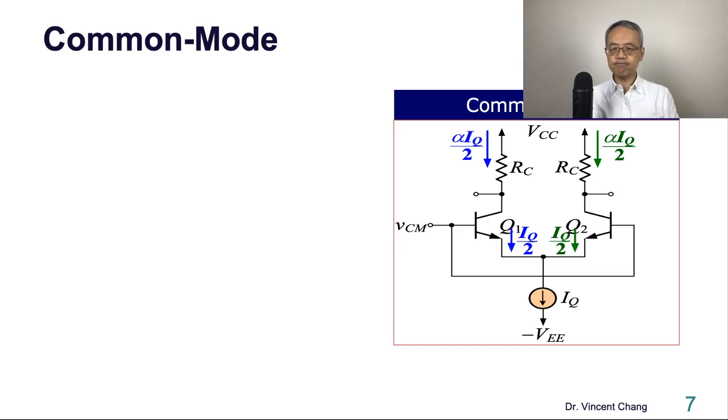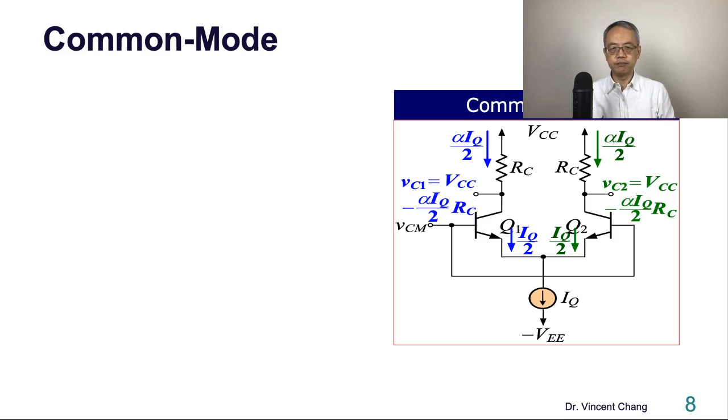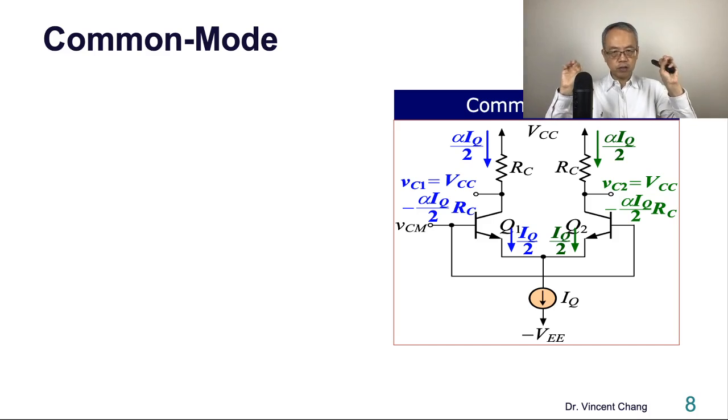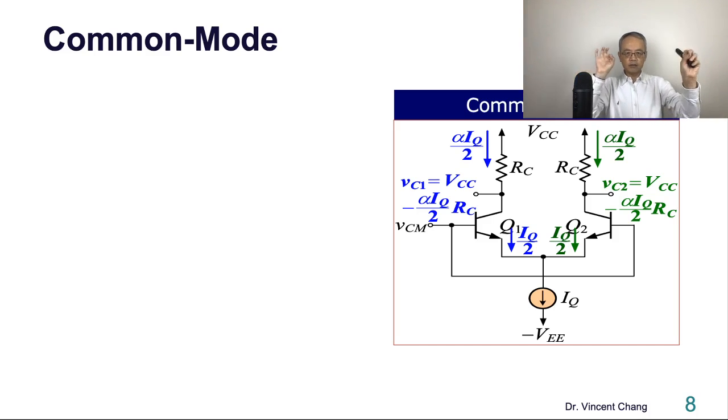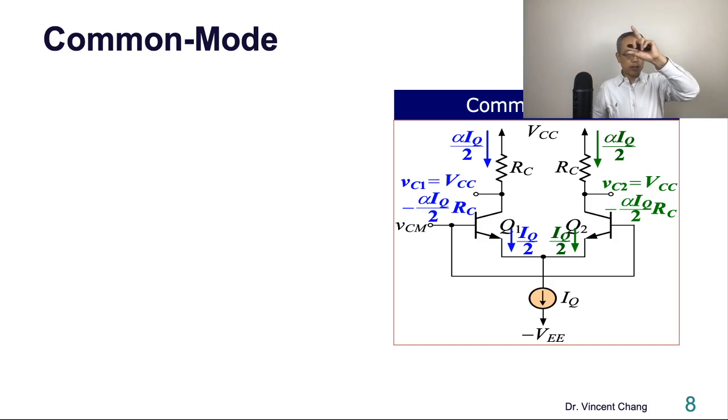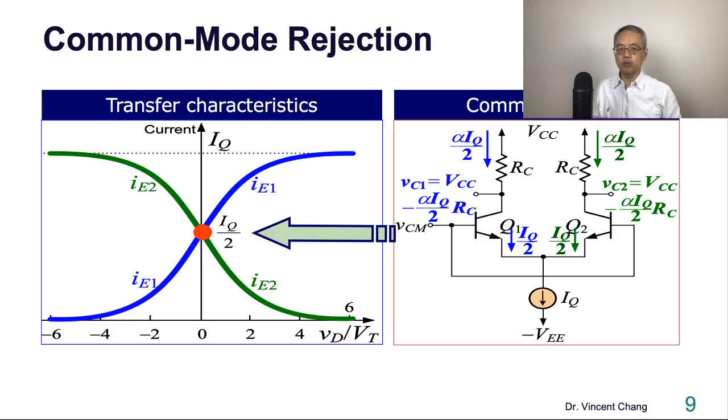At the red point, as a result, IQ splits 50-50, IQ divided by 2, half IQ. You get the collector current, and then we can have the collector voltage on the two collector terminals. So VC1 equals VCC minus the voltage drop across RC. VC2 is the same.